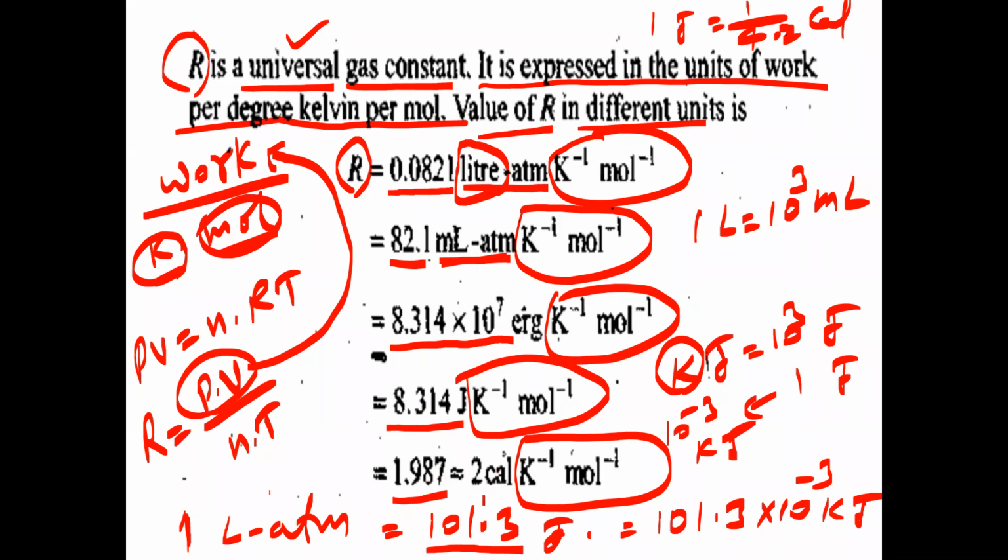1.987 calories, or approximately 2 calories. We can round 1.987 off to 2 calories. So 2 calories of work is done.